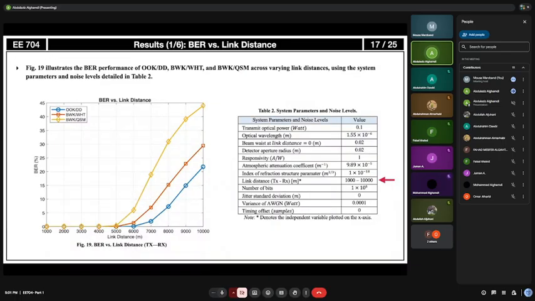Here is the result of the bit error rate with respect to the link distance. Figure 19 illustrates the bit error rate performance of the 3 techniques across varying link distance using the system parameters shown in table 2. As you can see in figure 19, beyond 5,000 meters, the bit error rate starts increasing. However, as you can see, the baseline modulation technique and detection technique outperform our proposed techniques.